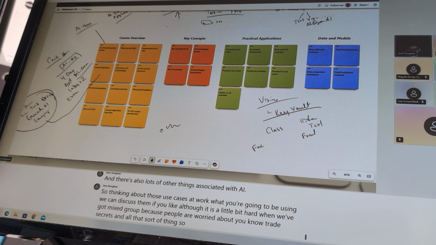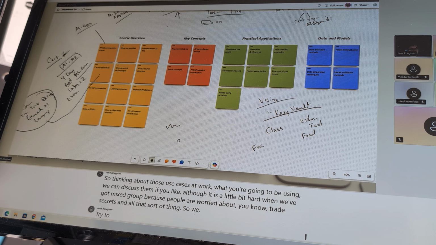So we'll try to help you wherever we can, try and make it anonymous if possible.